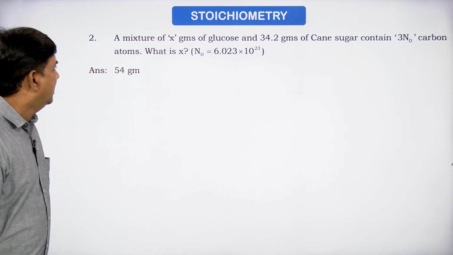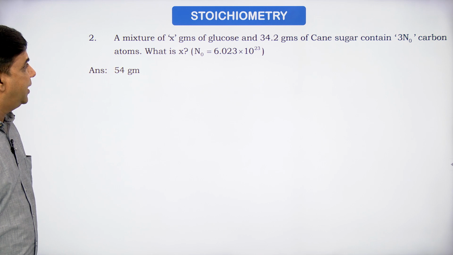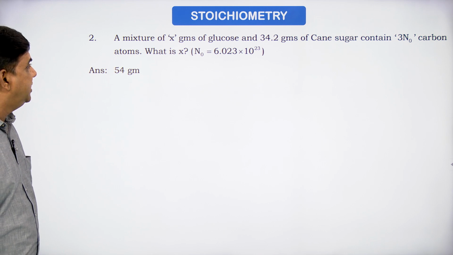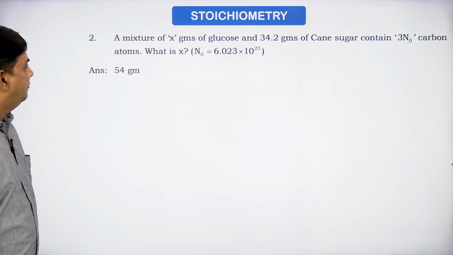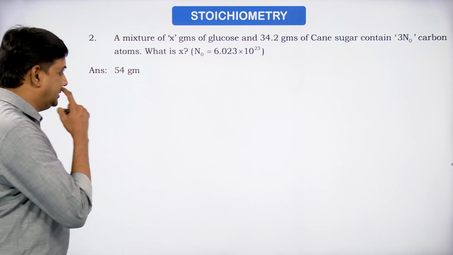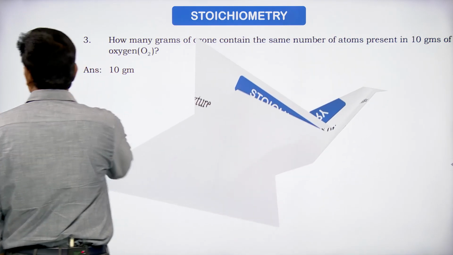A mixture of x grams of glucose and 34.2 grams of cane sugar contains 3 N0 carbon atoms. What is the value of x? Right. Cane sugar means C12.